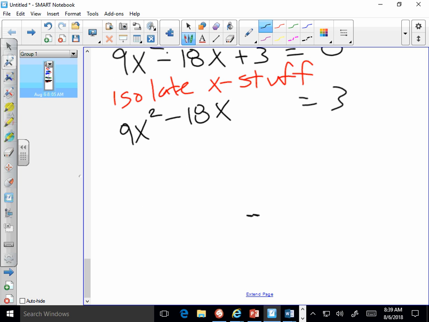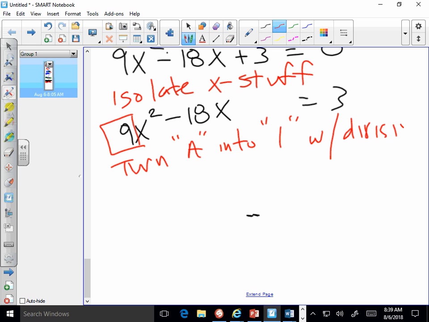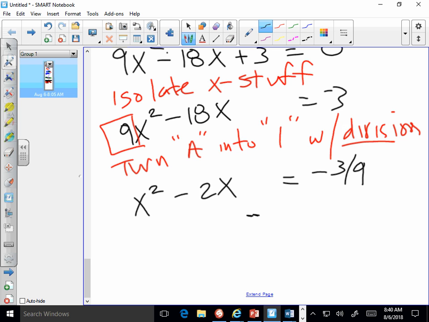Okay. So the next thing I need to do is I need to turn this into a 1. This is my A value, my B, my C. I need to turn A into 1 with division. So I'm going to divide everything by that number. And when I do, I'm going to have now x squared minus 2x equals -3/9. Any questions about that?